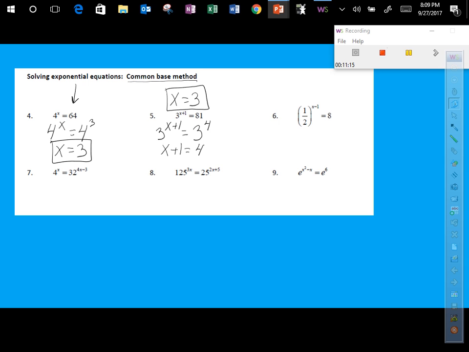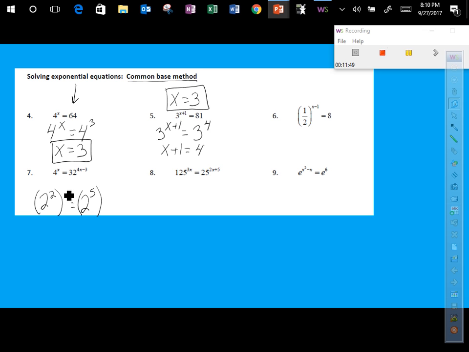So we're trying to get a common base. I'm going to come down and look at number 7 first, and then I'm going to come back and do number 6. Notice that I can't write 32 as a base of 4. But they both have a common base of 2. I could write 4 as 2 squared. I could write 32 as 2 to the 2, 4, 8, 16, 32, the fifth.